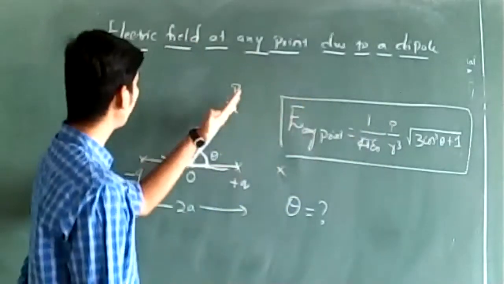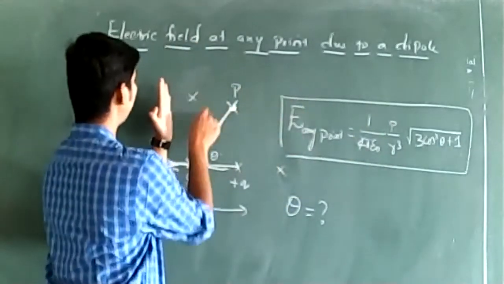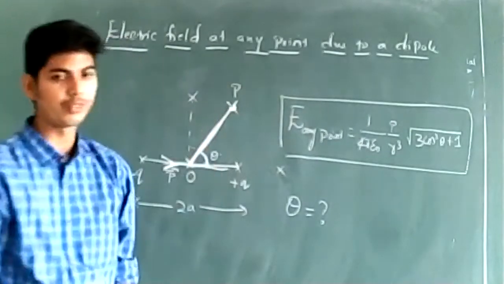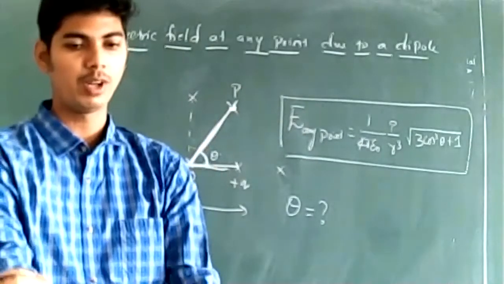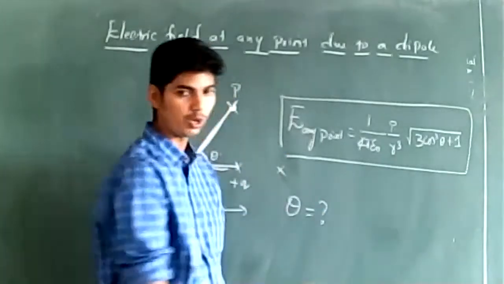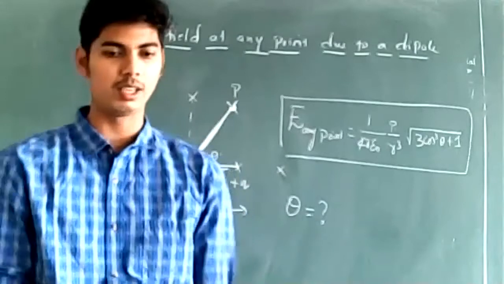What if the same point is on the equatorial line? What will be the value of theta? 90 degrees. If the point is on the equatorial line, the value of theta will be 90 degrees.